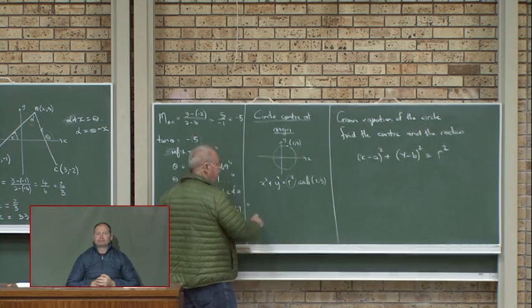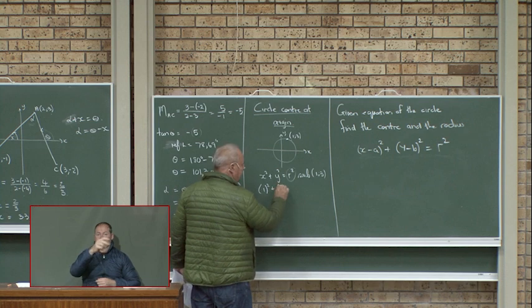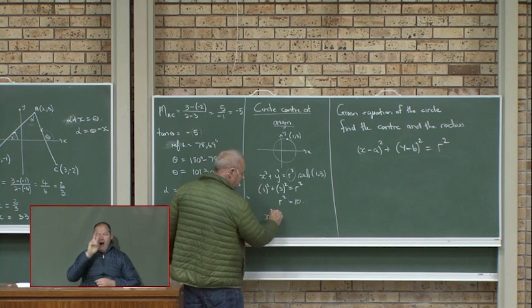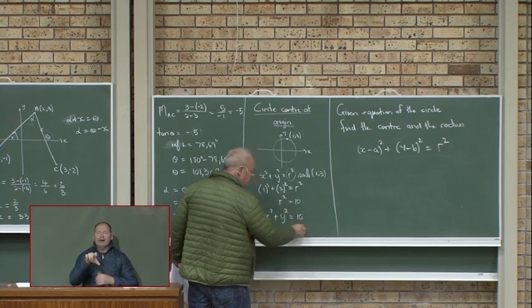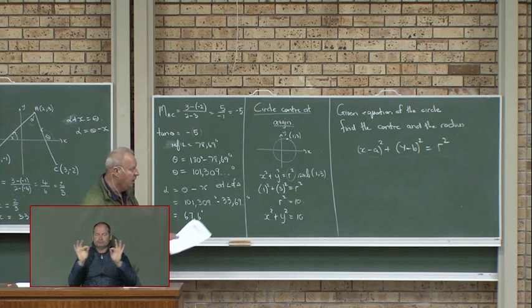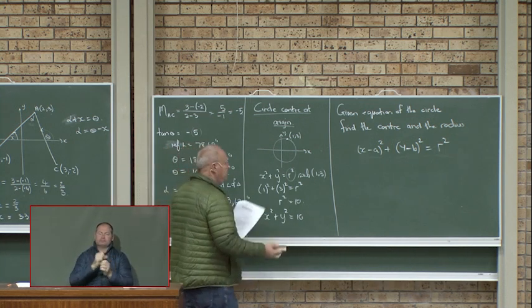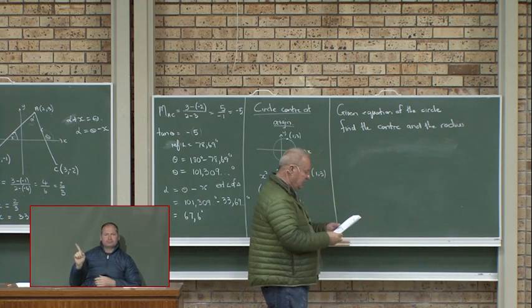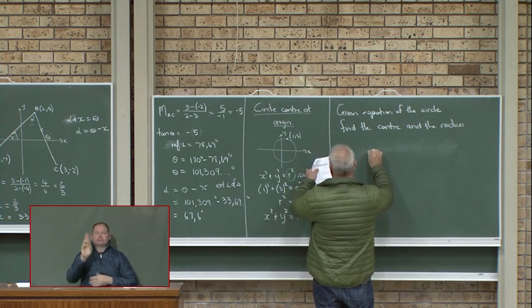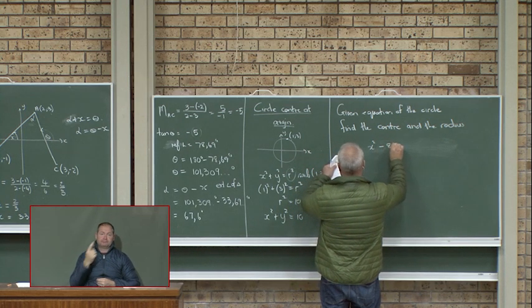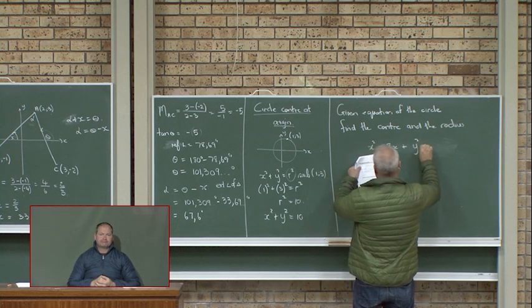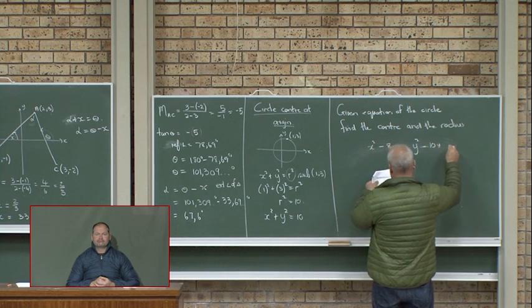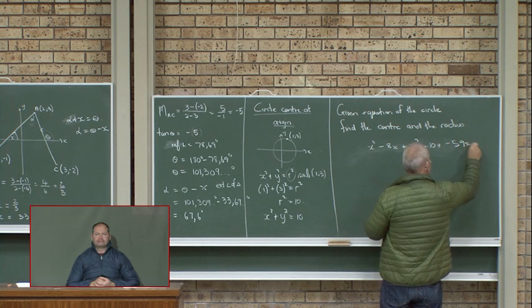Right, in this case here, people, x is 1 squared plus y is 3 squared, which is equal to r squared, which is 10. So x squared plus y squared equals 10 is the equation of a circle at the origin. Now, the question here is: given the equation of the circle, find the center as well as the radius if the following equation is given. x squared minus 8x plus y squared minus 10y minus 59 is equal to 0.